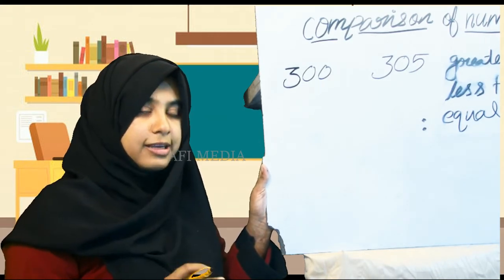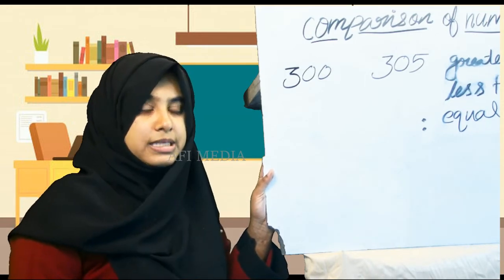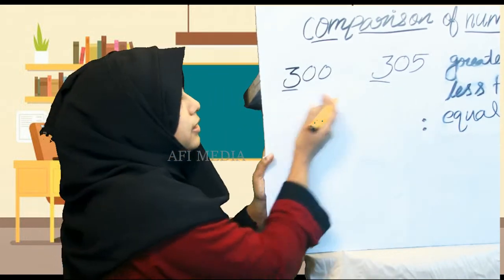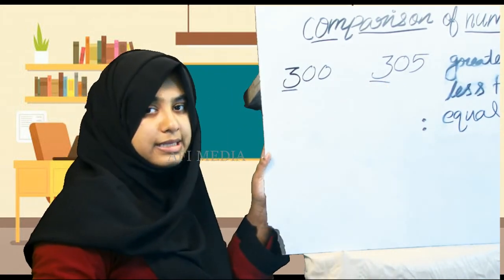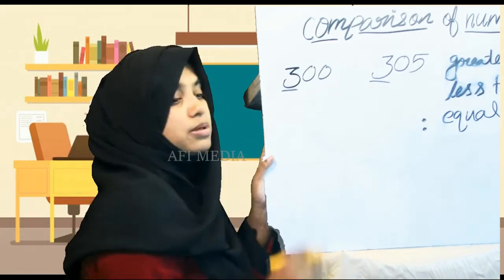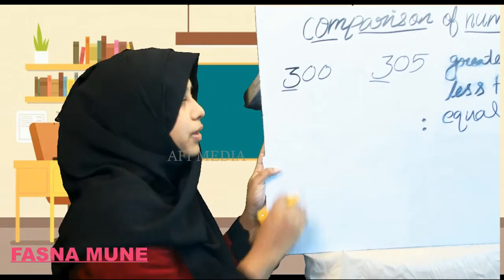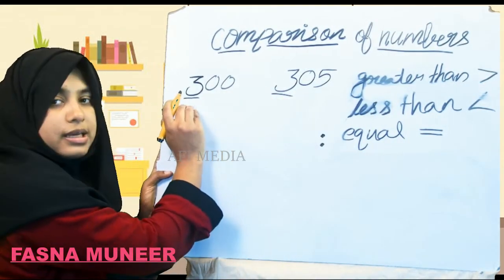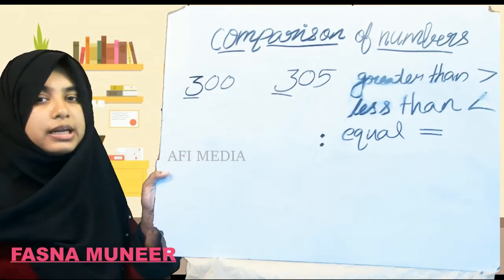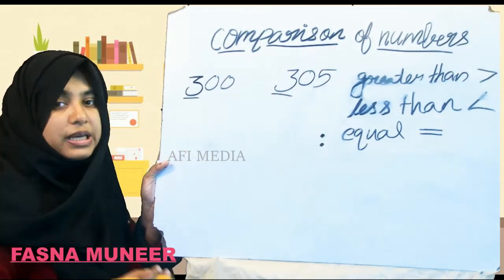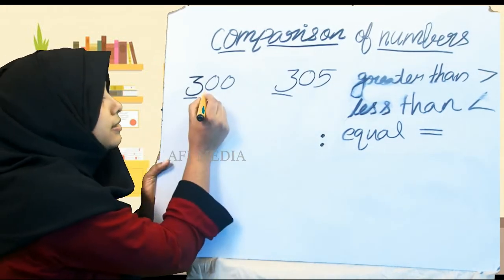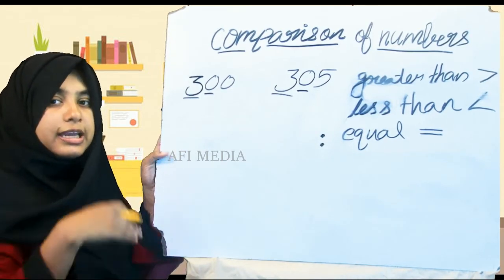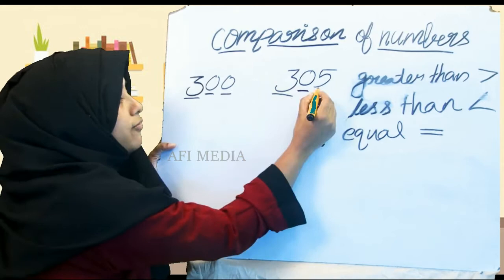First, with 3 digits, we check the 100 place. Is the 100 place big or less? Here the two numbers are 3-digit numbers, and the 100 places are equal. Here 3, here 3. Here 300 and here also 300. So we want to check the tens place. What is the tens place? Here 0 and here also 0. So that is also equal.